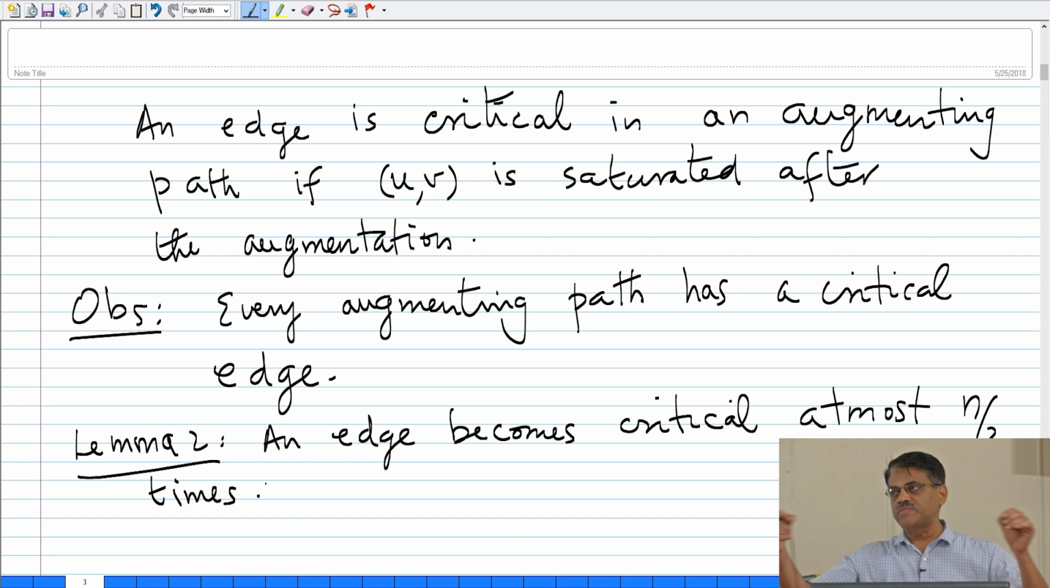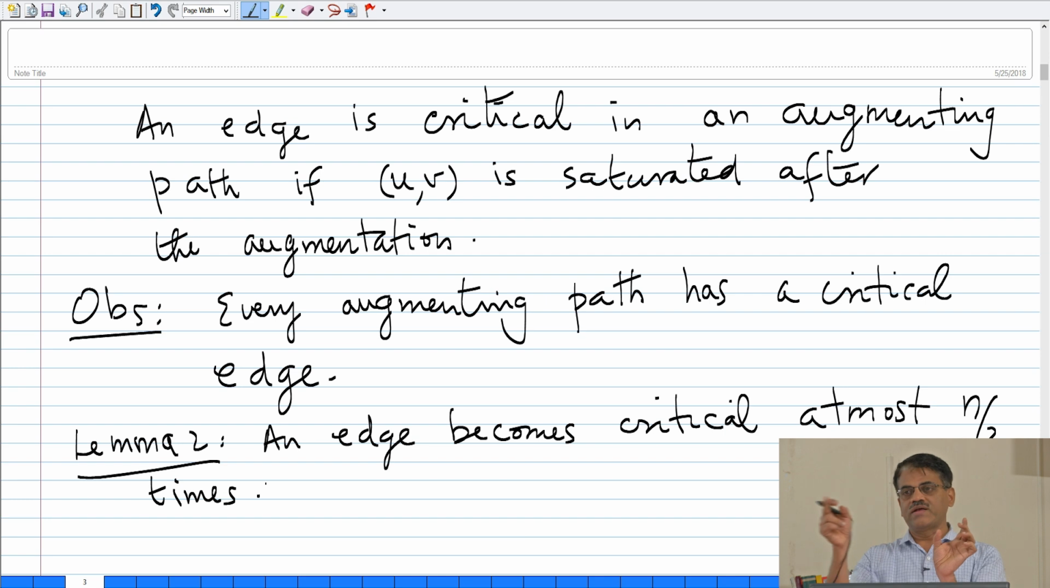See, in each augmentation, at least one edge gets critical, right? Now I am saying that if you look at all edges in the graph, any particular edge can become critical at most n times. So how many different augmenting paths are possible? M into n by 2, right?